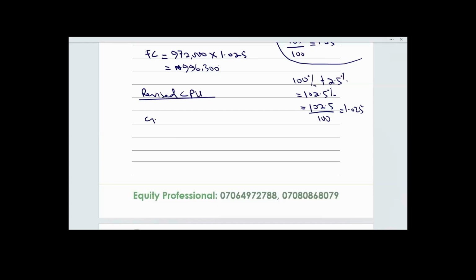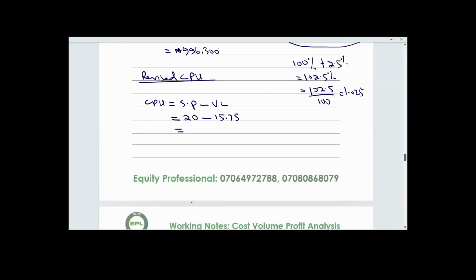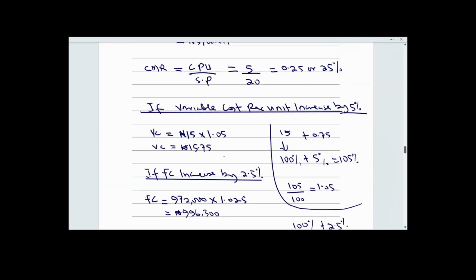So contribution per unit would then be equal to selling price minus variable cost. Our selling price still remains as 20 naira, but variable cost per unit has changed to 15.75. So our revised contribution per unit is now 4 naira 25 kobo. Okay, so we then go up there.